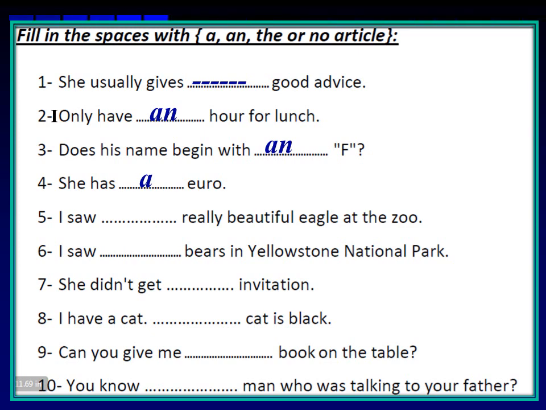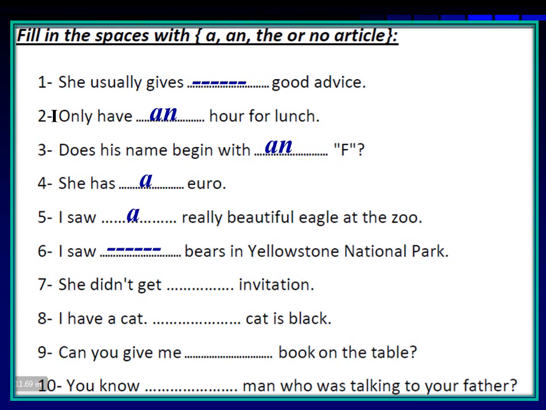5. I saw really beautiful eagle. Eagle here is singular, and I'm talking about one of these eagles, so I should use a, really, because it's followed by a consonant. Number 6, I saw bears in Yellowstone National Park. I'm talking about bears in general. Okay.